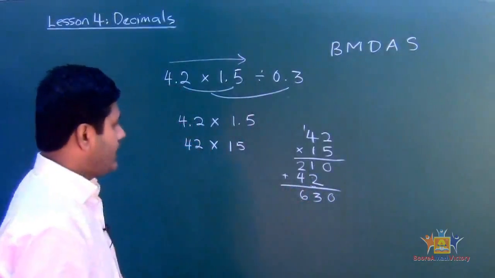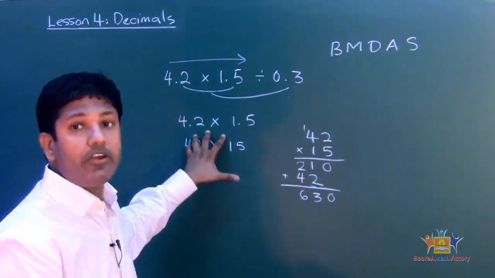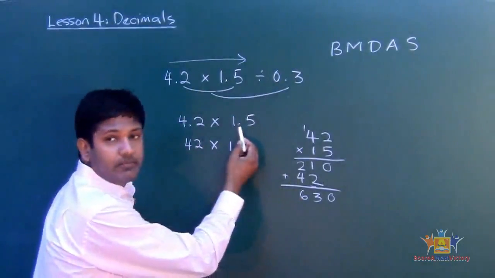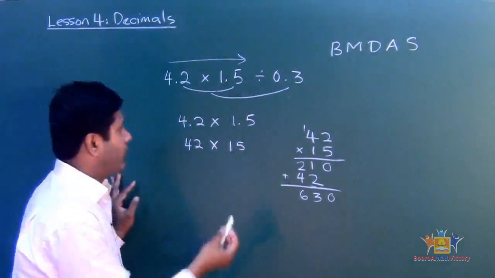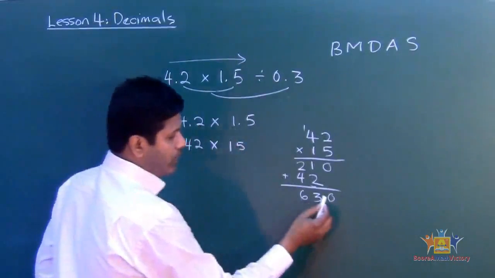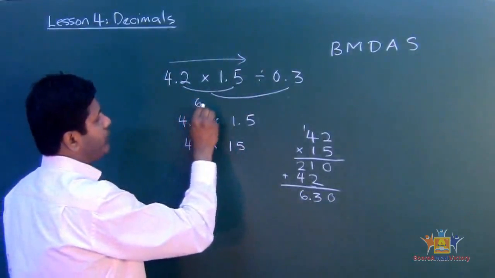Now are we done? No, because we just multiplied. Remember, we talked about forget now, remember later. So we're going to find out how many digits are behind the decimal. We've got 1, 2, so there are 2 digits. That means it's going to be 6.3. So we did the first part: 6.3.